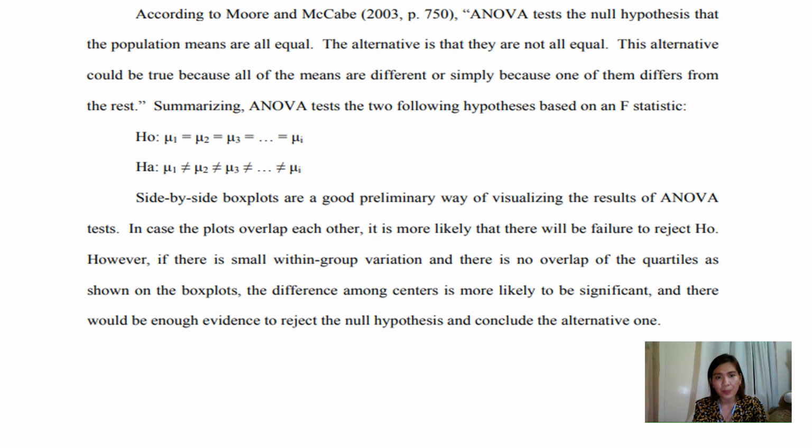Side-by-side box plots are a good preliminary way of visualizing the results of an ANOVA test. In case the plots overlap each other, it is more likely that there will be failure to reject the null hypothesis. However, if there is small within-group variation and there is no overlap of the quartiles as shown on the box plots, the difference among centers is more likely to be significant, and there would be enough evidence to reject the null hypothesis and conclude the alternative one.